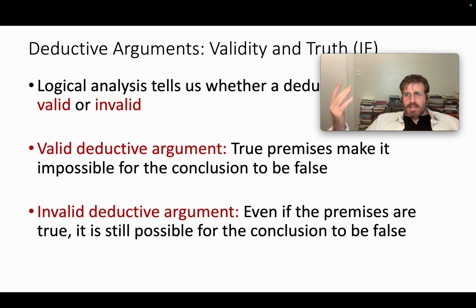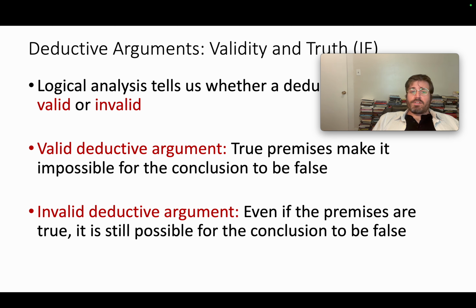All right, so this is again very vague. It is easier to understand this terminology when we see some concrete examples of a valid argument and an invalid argument. But these are our technical definitions. Valid deductive arguments are ones where true premises make it impossible for a conclusion to be false, and invalid deductive arguments are arguments where even if the premises are true, it could still be the case that the conclusion is false.